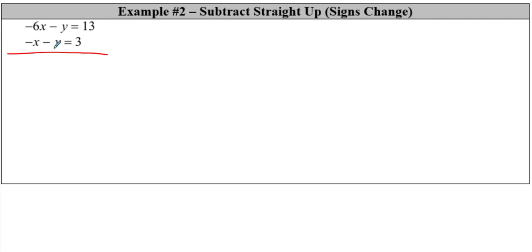So if we take a look, always start with your x's, then with your y's. Here I got a 6, here I got a 1, so the x's won't work. Here I got a 1, here I got a 1. I got the same value, but I do not have opposite signs. So if you have the same value, but you do not have opposite signs, this is where you would want to subtract straight up. And remember, this subtraction is going to distribute to each of these terms.